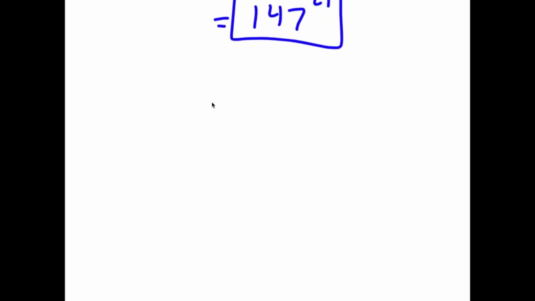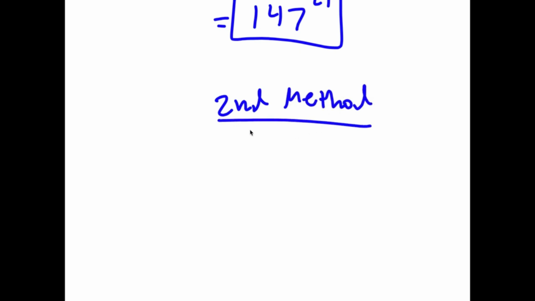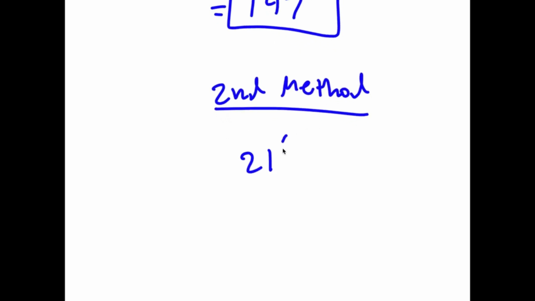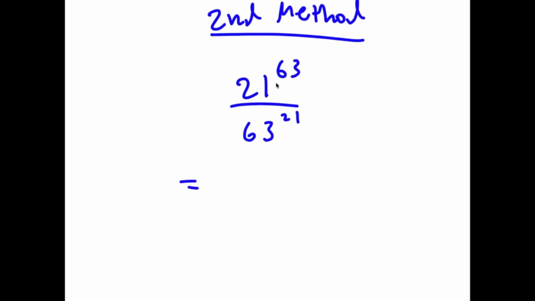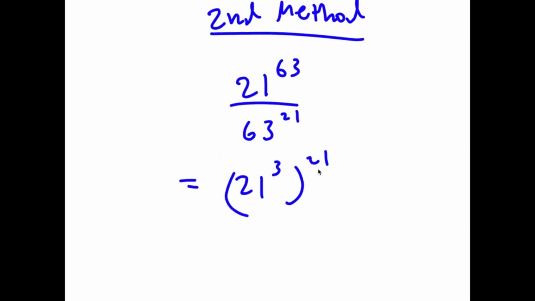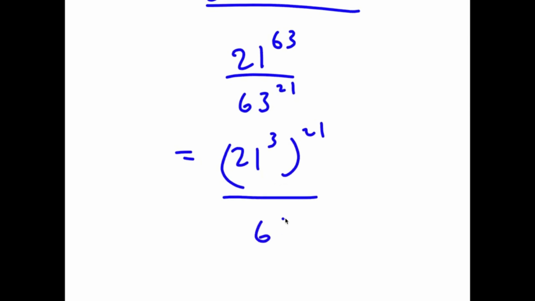Now I actually have a second method of solving this problem. So again, I first start with 21 to the power of 63 over 63 to the power of 21. Now this time, I'm going to rewrite 21 to the power of 63 as 21 to the power of 3 to the power of 21. Now I have this over 63 to the power of 21.